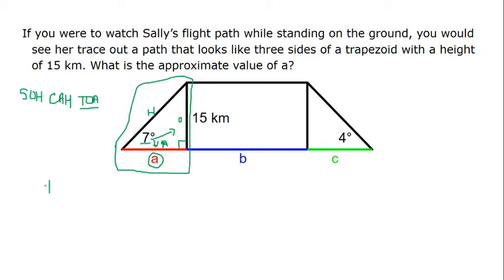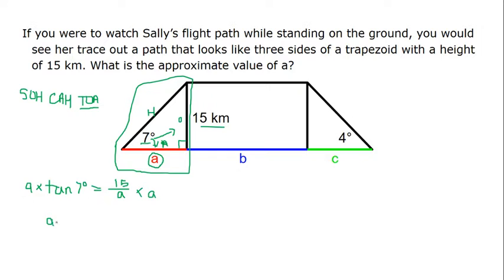So we're going to have tangent of our angle, which is 7 degrees, equals our opposite over our adjacent. So our opposite is 15 over our adjacent, which is our A that we're trying to figure out. So now we need to solve for A. I'm going to first get rid of my fraction here. I don't want to divide by A, so I'm going to multiply both sides by A.